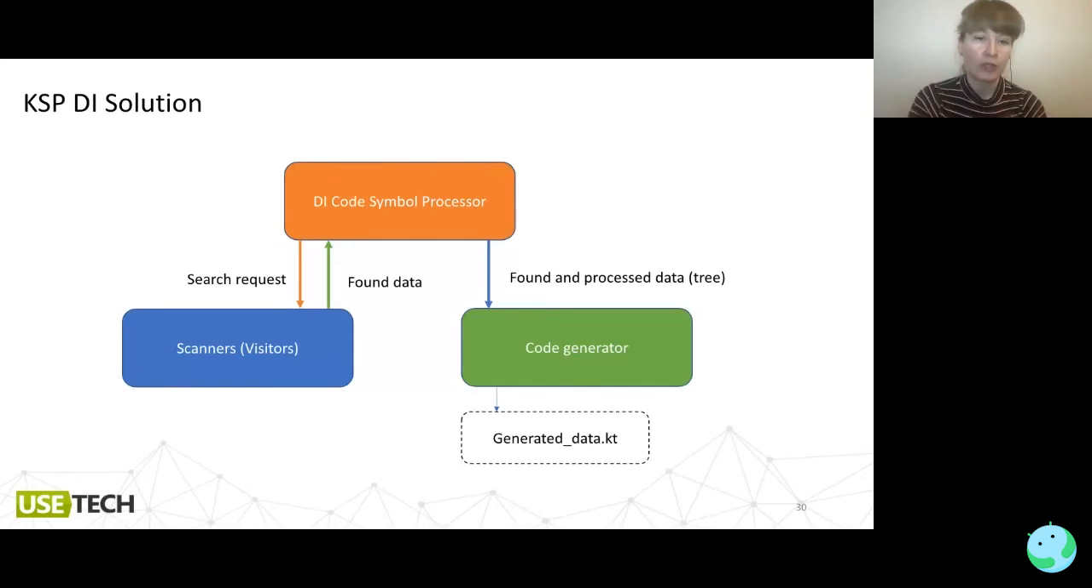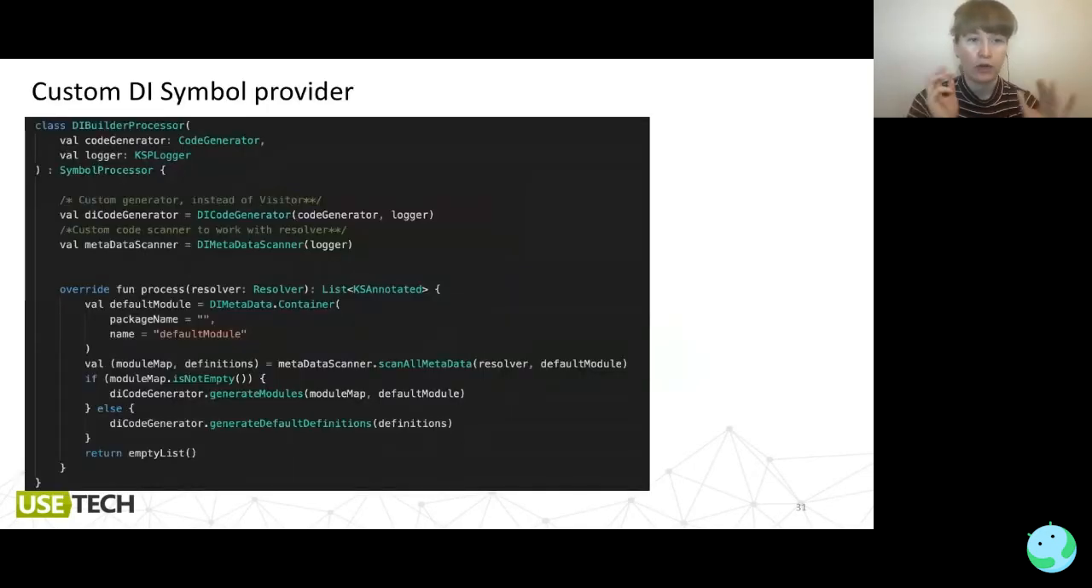And then how it will be working in my solution. Here is my symbol processor. It has several scanners that are my custom visitors, and these scanners are searching for the several annotations I use in my work. And when they find several data, this data will be processed and prepared for generation, and then the code generator will create my several classes that I need in my work. So let's organize your process just like this. So here is custom generators and custom scanners.